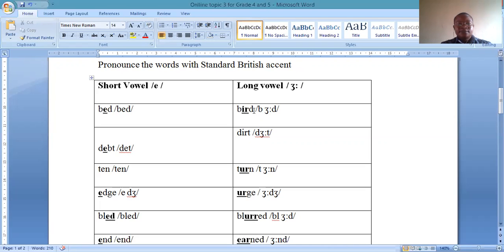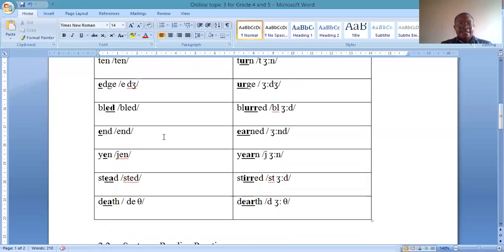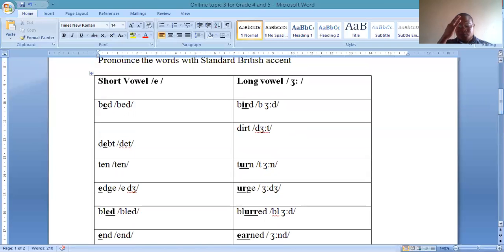Bird, debt, dirt, ten, turn, edge, urge, bled, blurred, end, earned, yen, yearn, stead, stirred, death, dearth.